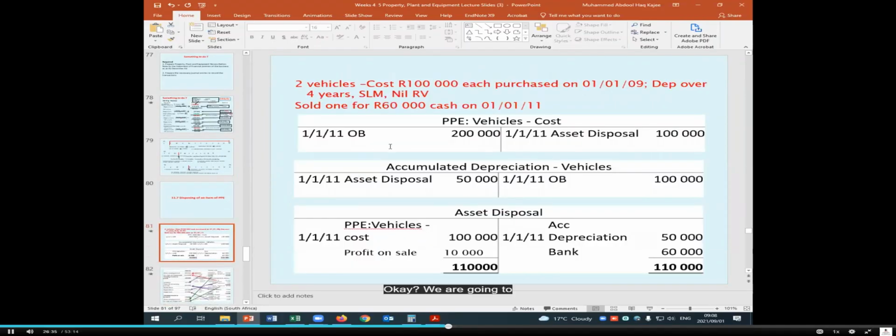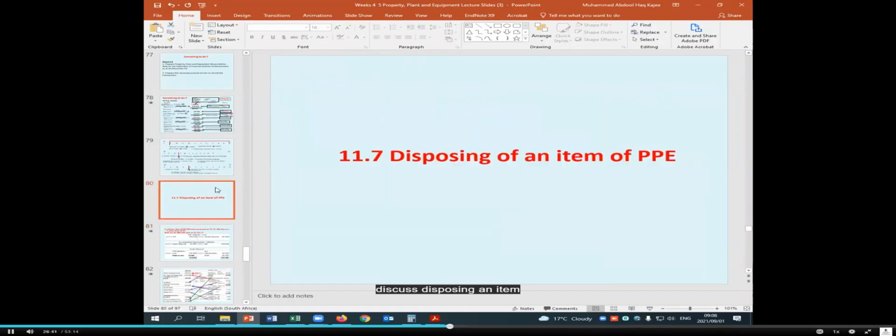Okay, we are going to discuss disposing an item of PPE and how we're going to record that. Now, it's very simple, especially if you've done accounting before. You know, when you sell an asset, you go through a process known as the asset disposal, right? Where you will open up a new account called the asset disposal account.